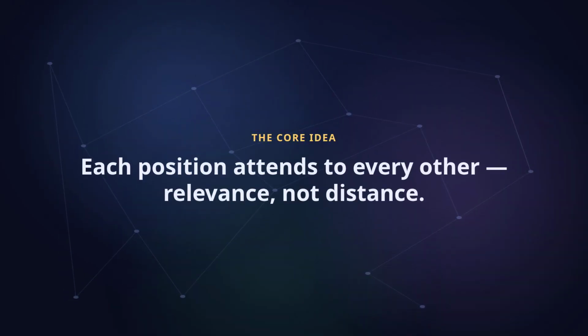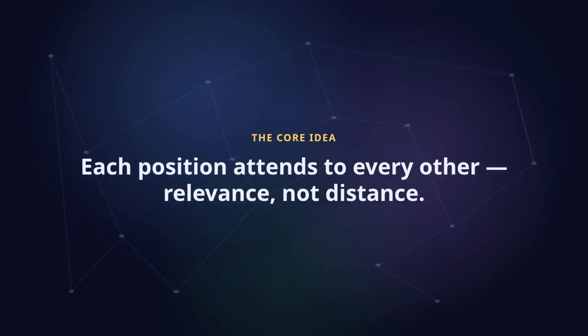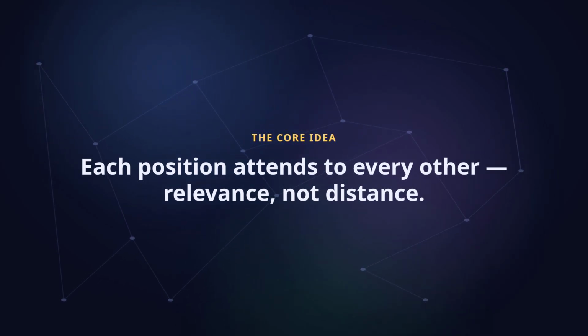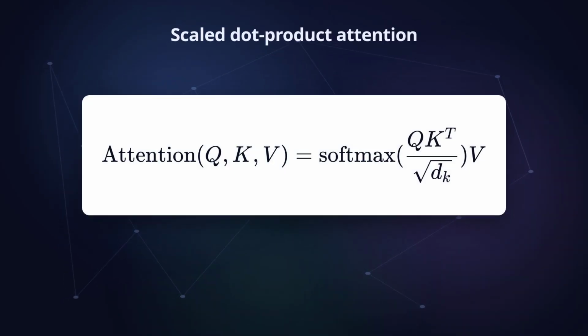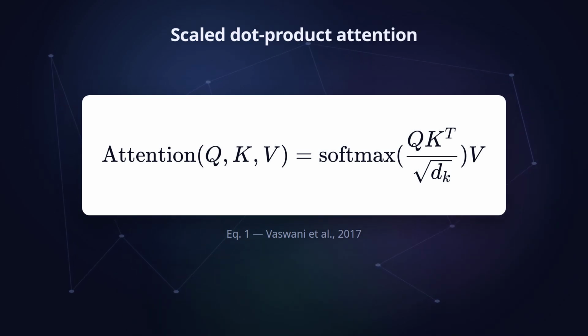The core operation is self-attention. Each position forms a query and compares it against the keys of every position to decide how much to draw from each value. Relevance is computed directly, with no distance penalty. Formally, scaled dot product attention. Take the dot products of the queries Q with the keys K, divide by the square root of the key dimension d_k, apply a softmax to get weights, and use them to combine the values V.